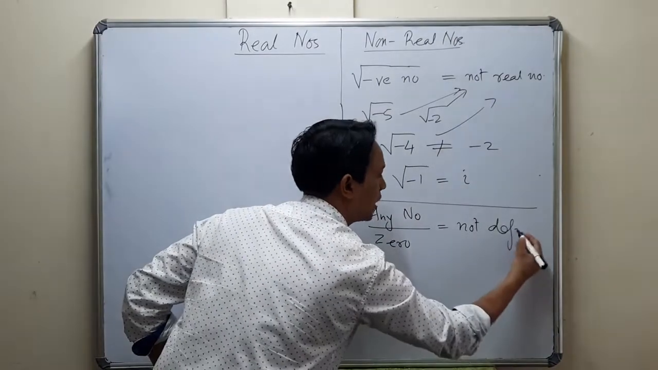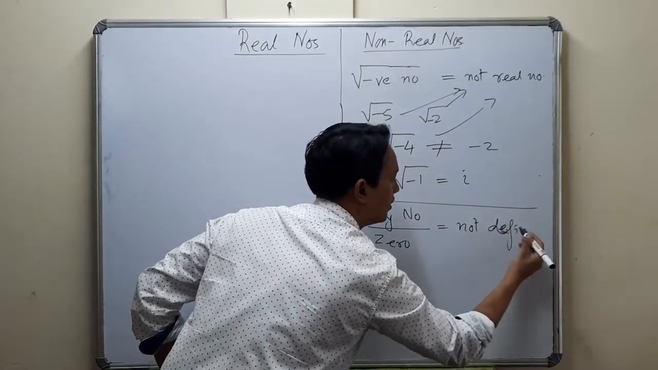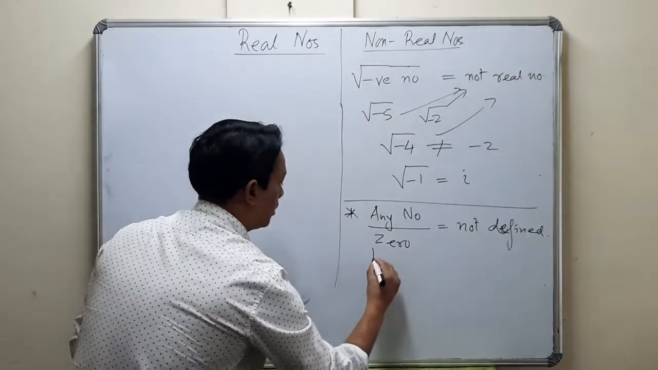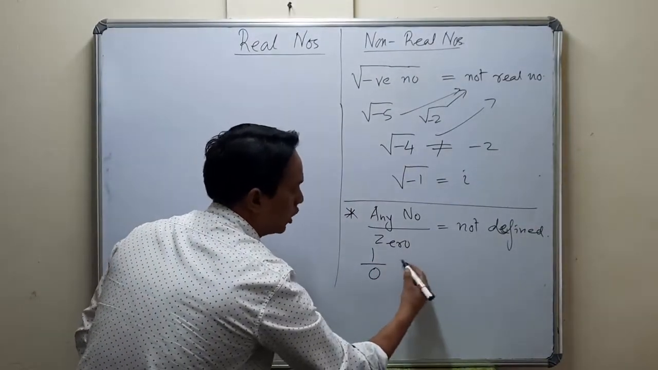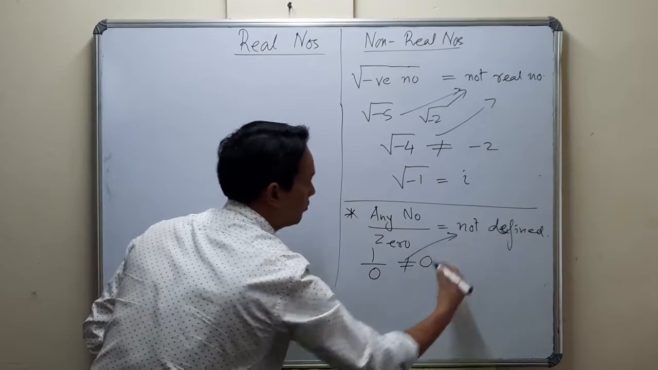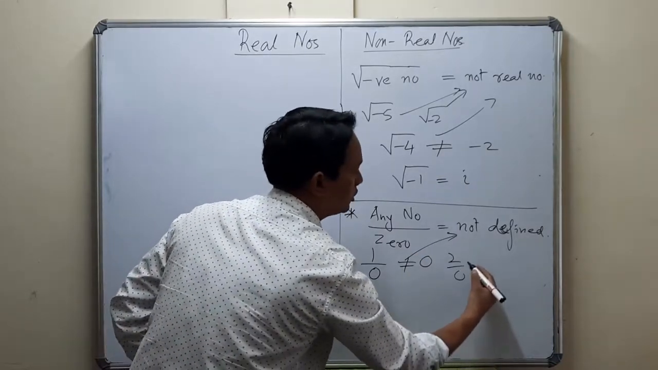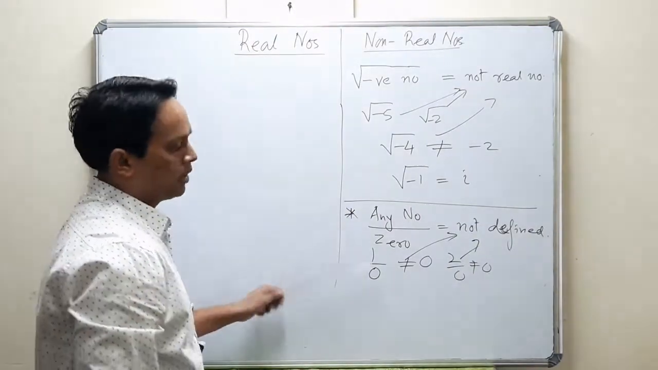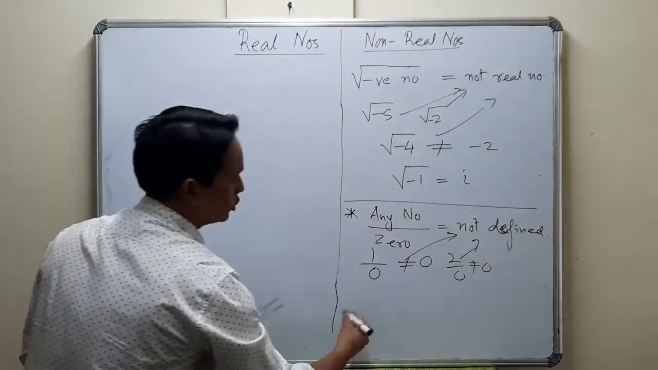This you should not forget. Not defined. D-E-F-I-N-E-D. Defined. Okay? It means it's not there. For example, 1 by 0 is not equal to 0. You cannot write 0. You'll say not defined. 2 by 0, not 0, it's not defined. 5 by 0, any number divided by 0 will be not defined. That's why 0 has no reciprocal.